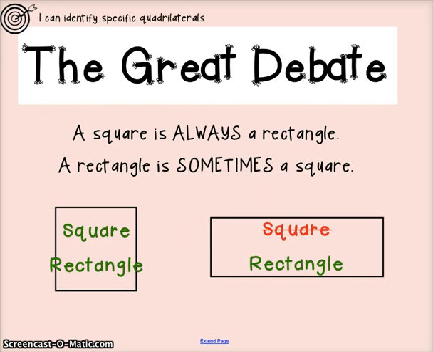So a square is always a rectangle, not sometimes, not maybe, always a rectangle, and a rectangle can sometimes be a square. So as you see on the left, that is a square and a rectangle, but on the right, this rectangle is not a square.